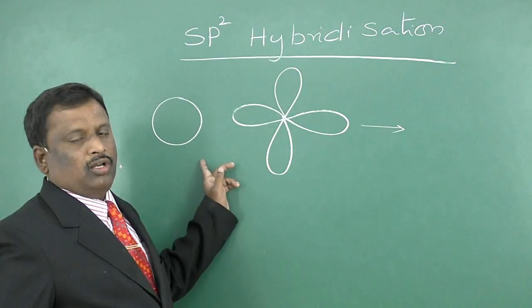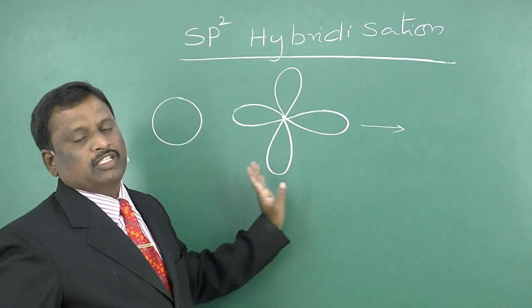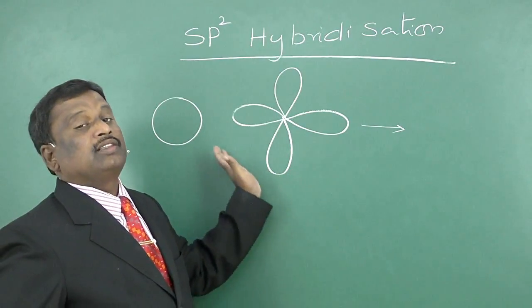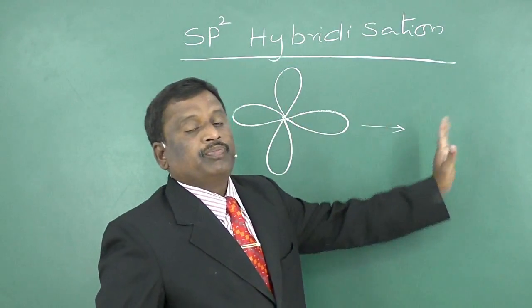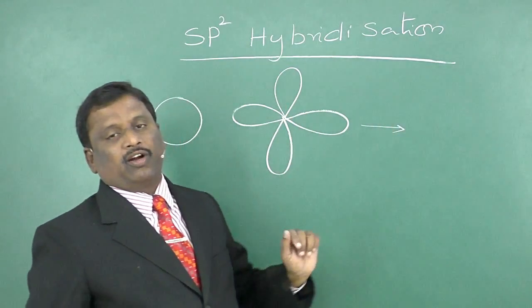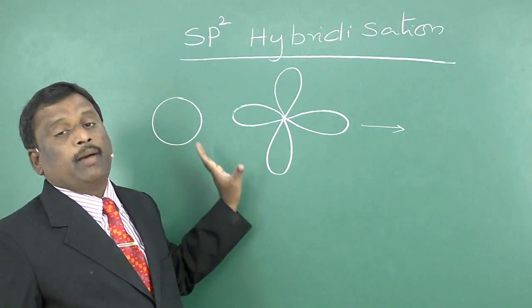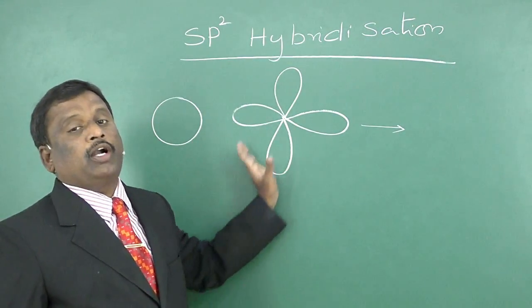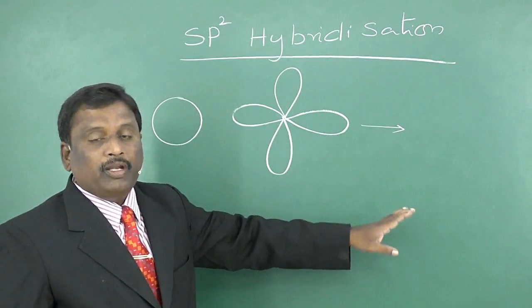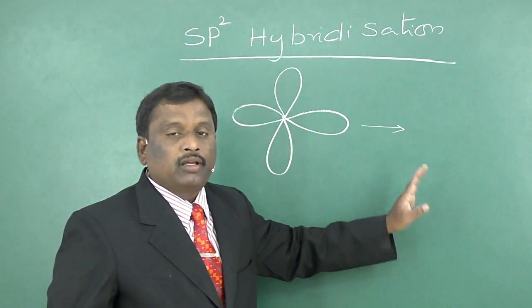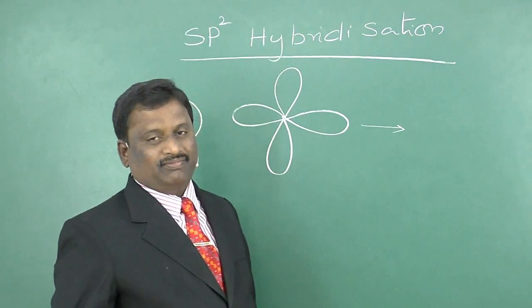Here, one s orbital and two p orbitals. That means how many orbitals are mixing? Three orbitals are mixing. So they will form three hybrid orbitals. According to the theory of hybridization, the number of orbitals that take part in hybridization is equal to the number of orbitals that are formed due to hybridization.